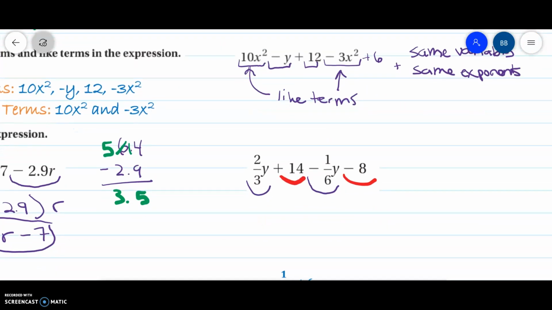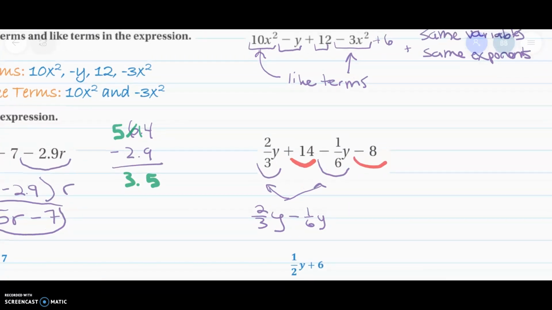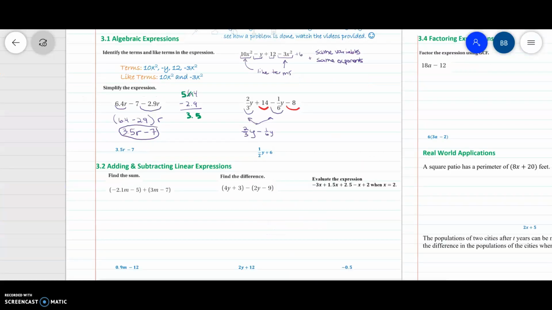Let's combine our y's first. So the tricky thing here is to remember if there's a subtraction sign in front of a term, to think about it as a negative. So we really have 2/3 y minus 1/6 y because we're keeping that negative sign with that second y term.